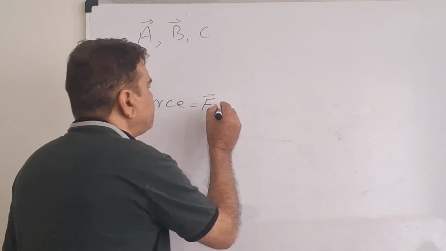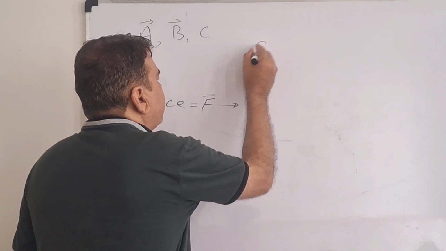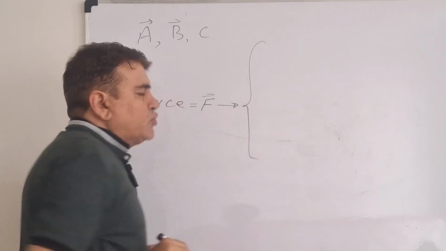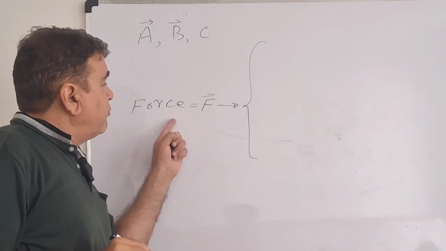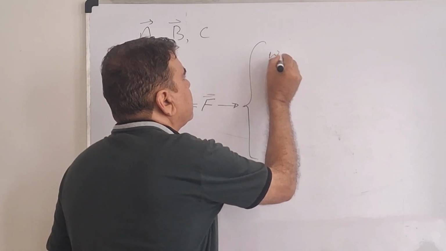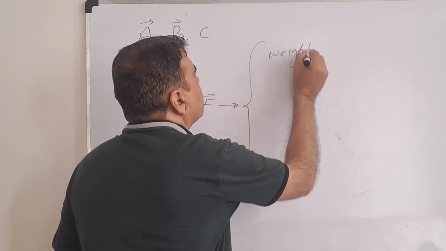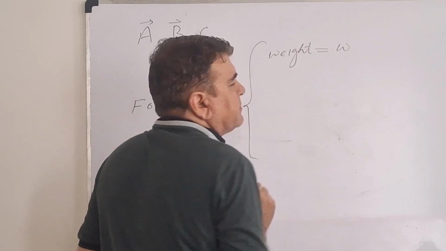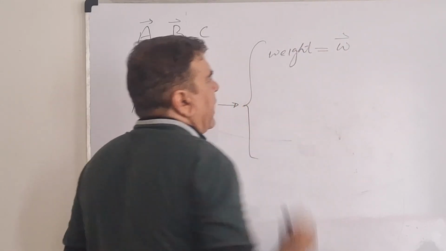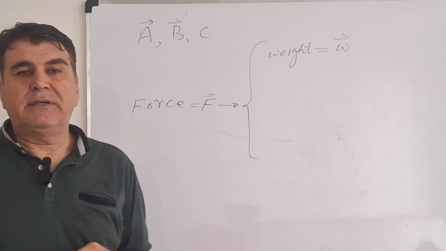For example, if the source of force is gravity, then that force is called weight. And the symbol for weight we use is usually a small w with an arrowhead or semi-arrowhead over it.